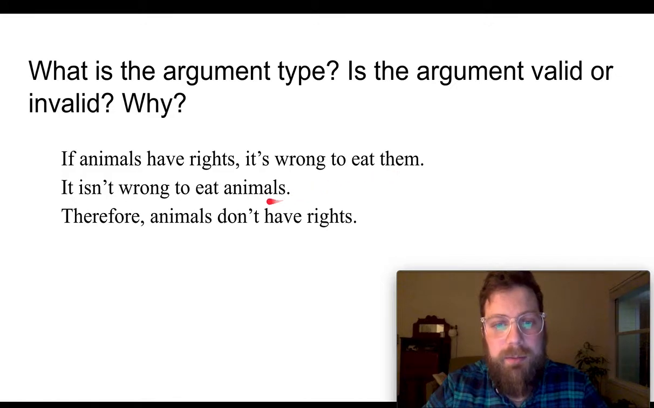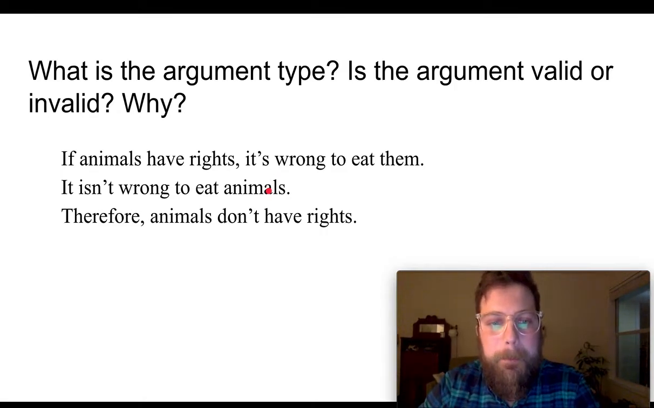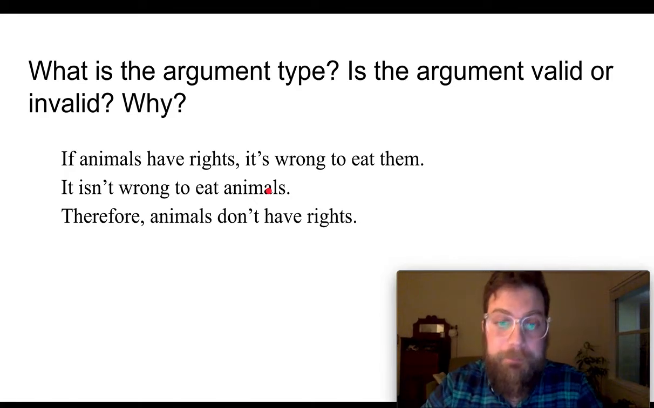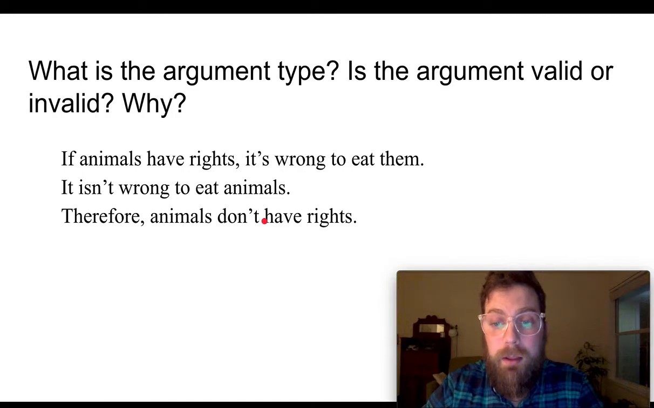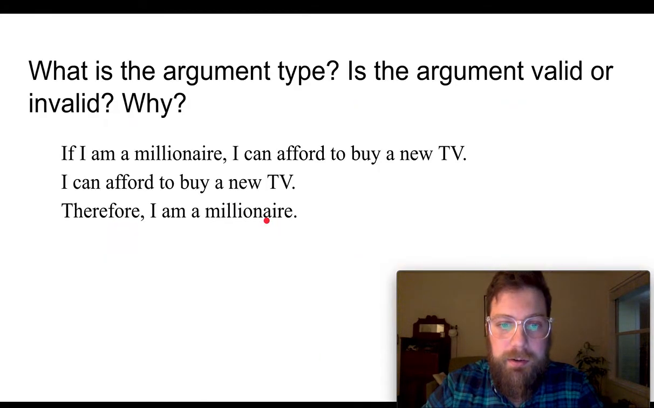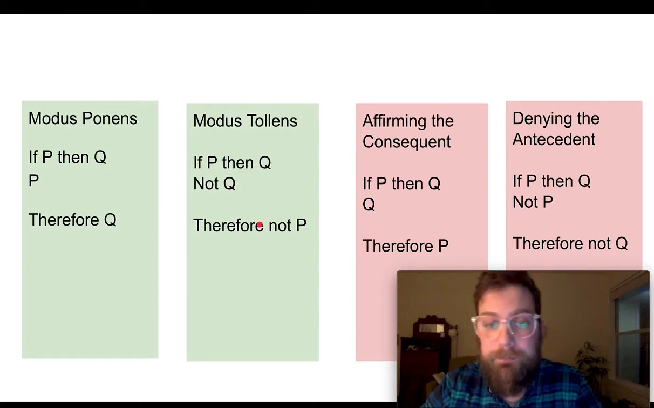But then our second premise says it's not wrong to eat animals. So we've got a denial of the consequent, right? So we've got if P, then Q, not Q, and then our conclusion says, therefore animals don't have rights. Well, that's not P, right? So this argument actually says, if P, then Q, not Q, therefore not P. Now, if we look back at our chart, if P, then Q, not Q, therefore not P.